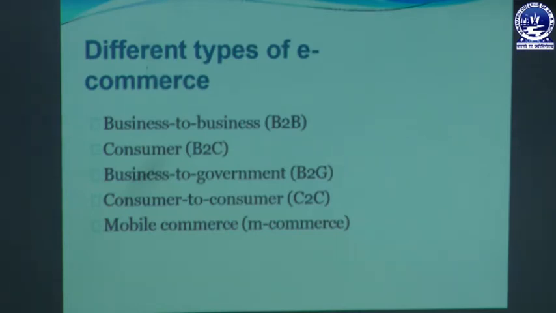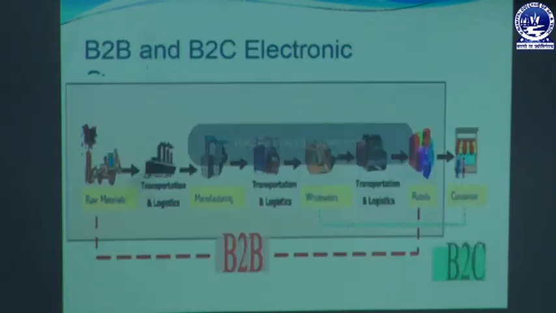So what are they? The first one is business to business, then business to consumer, then consumer to business, and the last one is consumer to consumer, or customer to customer. Okay. So now let's check the e-commerce types, first business to business.